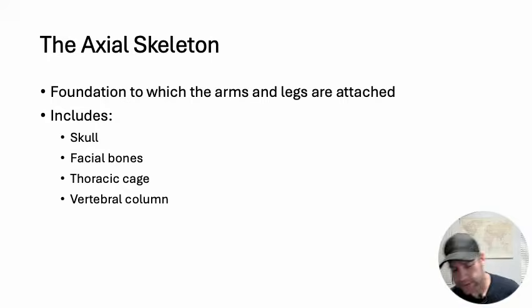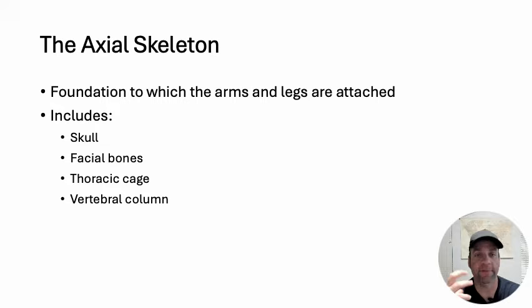So the axial skeleton, we'll do another quick review, forms the central axis of the body. It is the core support structure that everything else builds from and anchors to. It consists again of the skull, the facial bones, thoracic cage, and the vertebral column. Again, these aren't just structural, but they serve as a protective housing for the most vital and vulnerable systems in the human body.